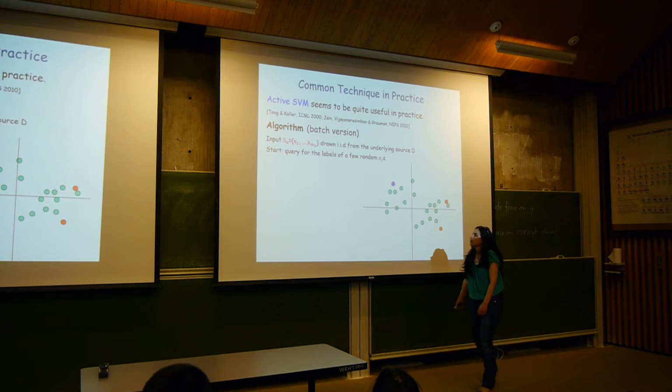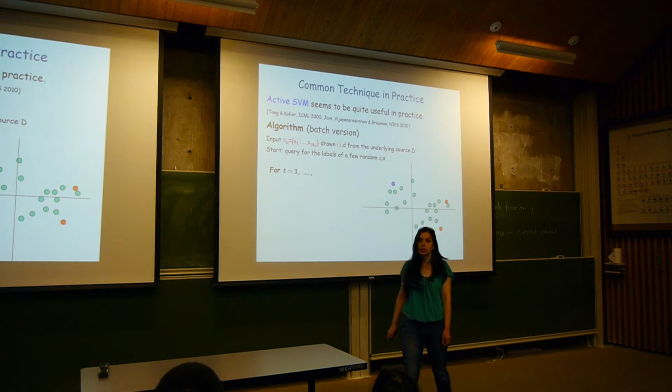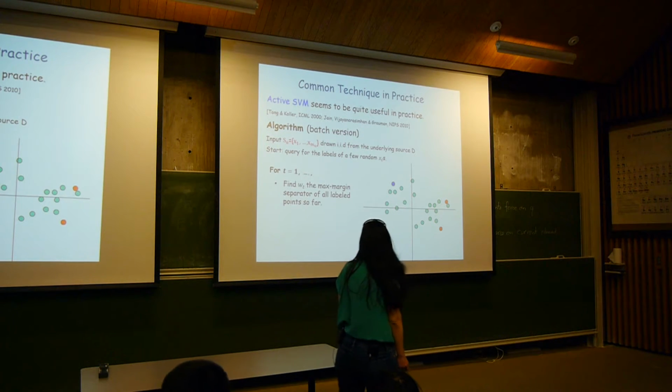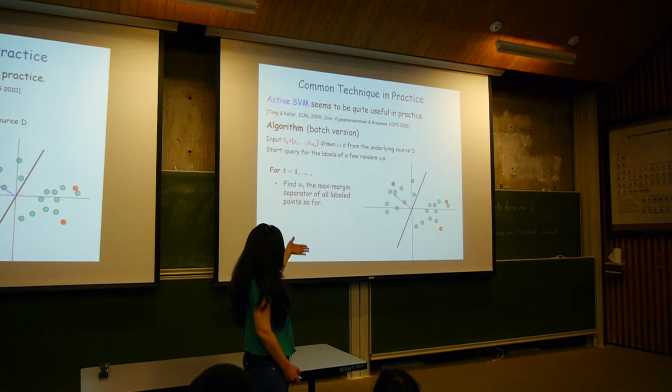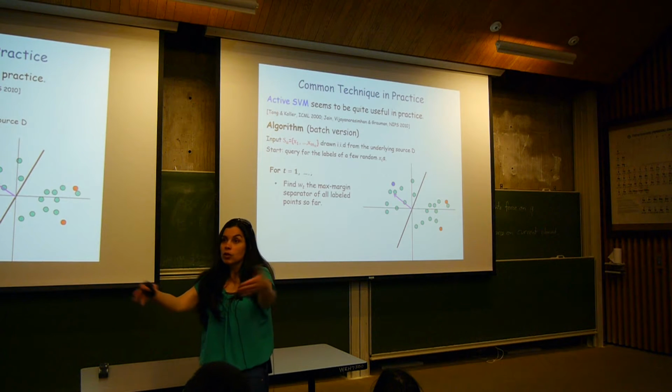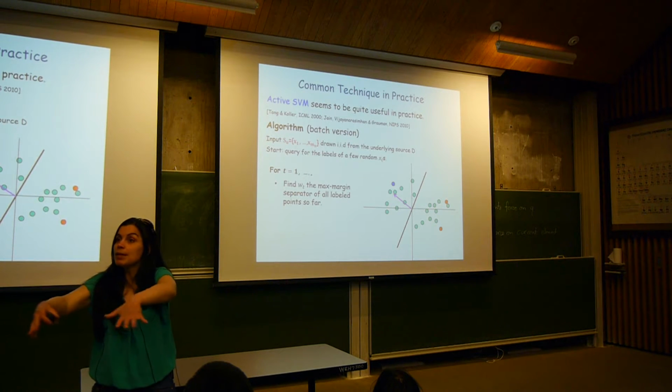Then I go in rounds. At the beginning of each round, I first do what active SVM does: I find the classifier that maximizes the margin over the current set of labeled examples, the labeled examples I've seen so far.